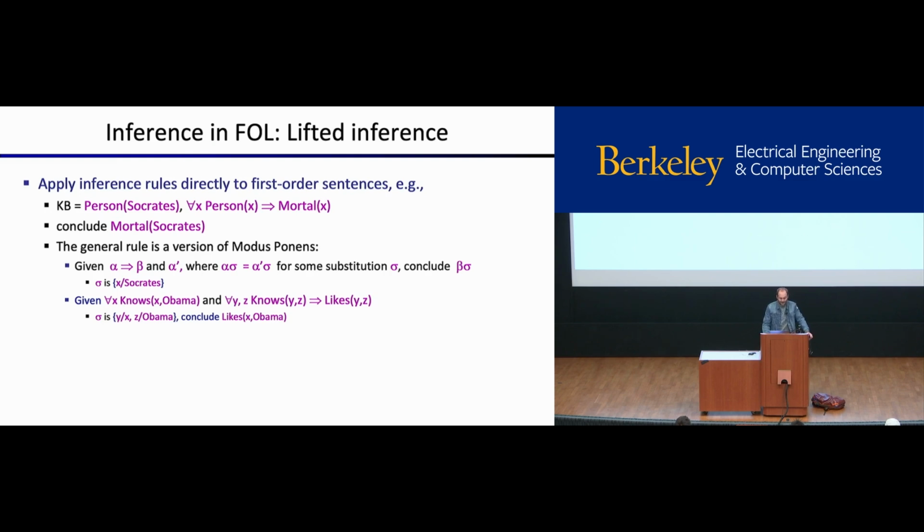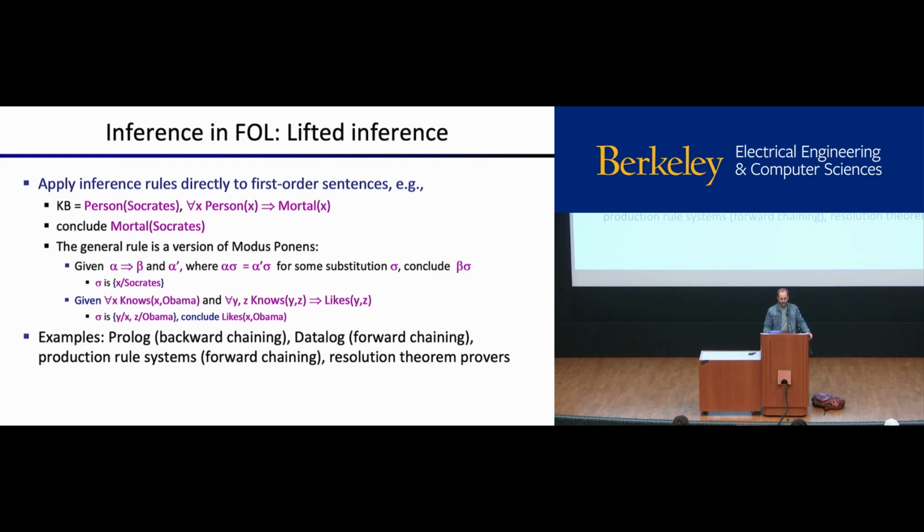Or, here's another example. For all x, x knows Obama. And for all y and z, if y knows z, then y likes z. We can make the following substitution to make this look the same as this. Namely, we substitute y for x, and we substitute z for Obama. Then these look the same, so we can conclude likes x Obama. And there was a for all in there, so it's for all x, x likes Obama. Wouldn't that be nice? Sorry, I can't say things like that.